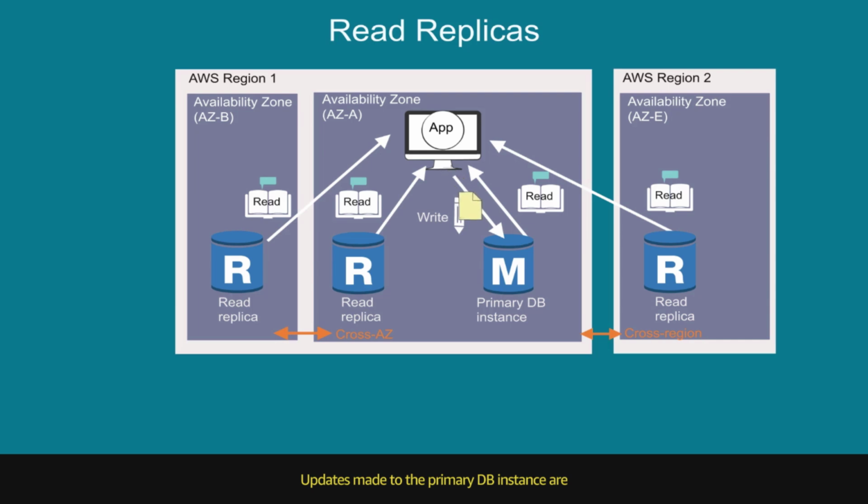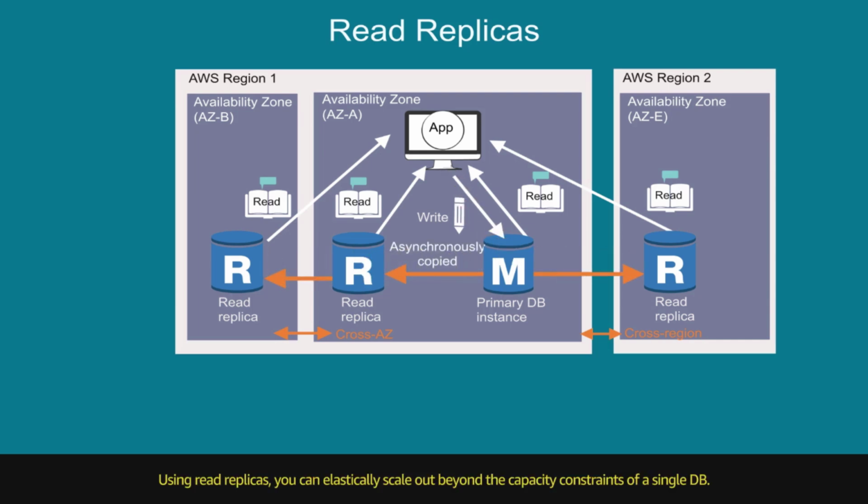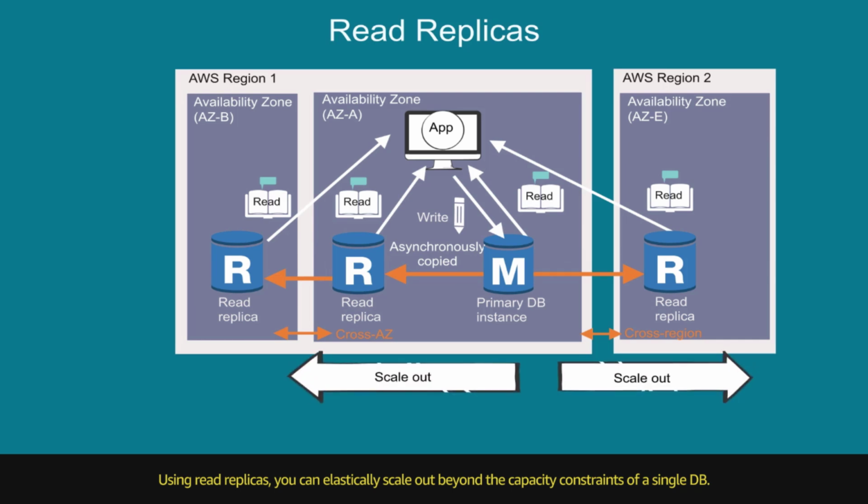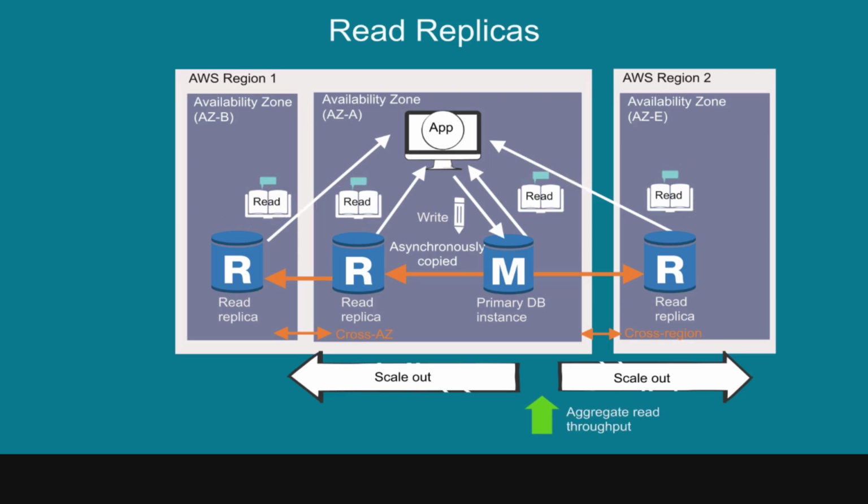Updates made to the primary DB instance are asynchronously copied to the read replica. Using read replicas, you can elastically scale out beyond the capacity constraints of a single DB. This increases the aggregate read throughput.